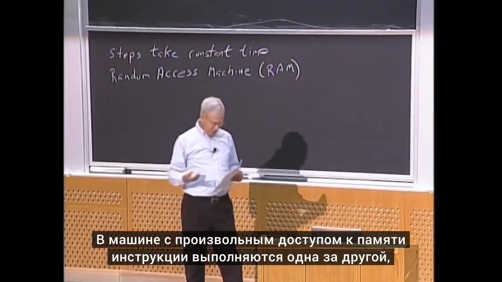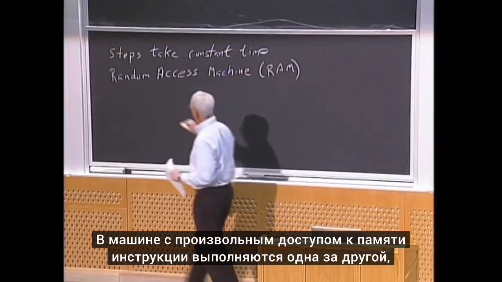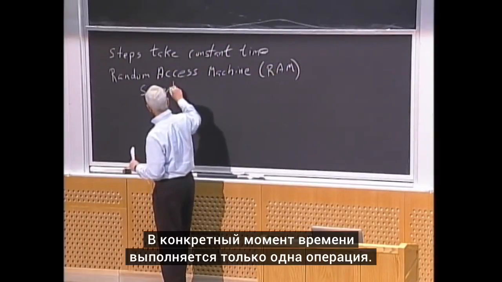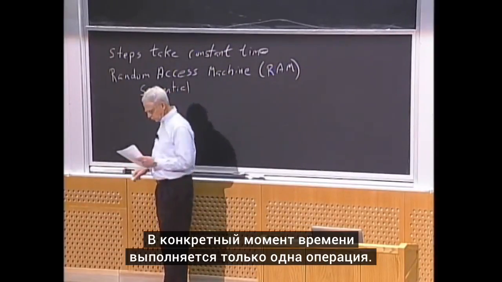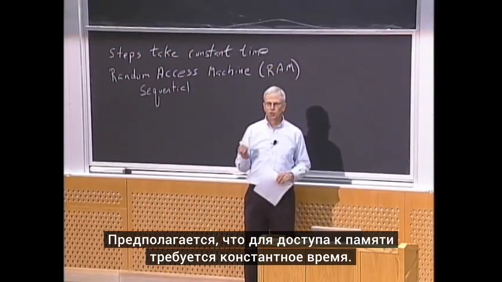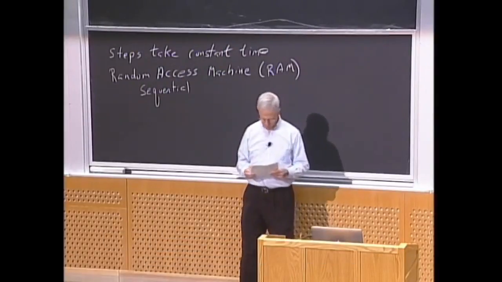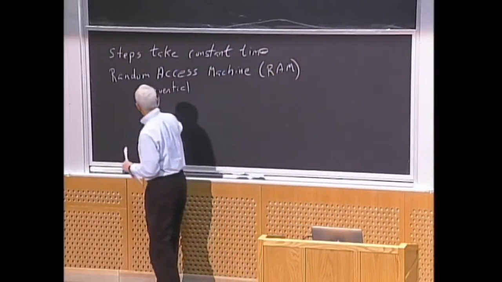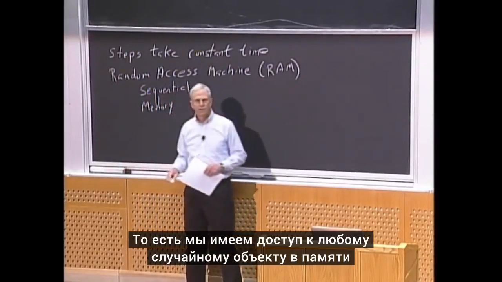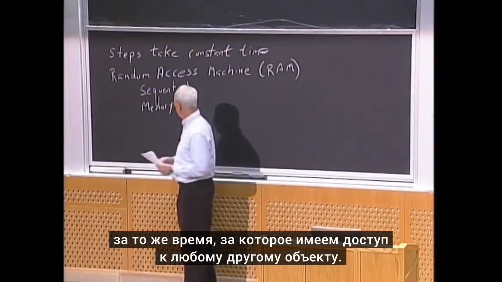In a random access machine, instructions are executed one after another. That is to say, they're sequential. Only one thing happens at a time. And we assume constant time required to access memory. So we can access at random any object in memory in the same amount of time as any other object.